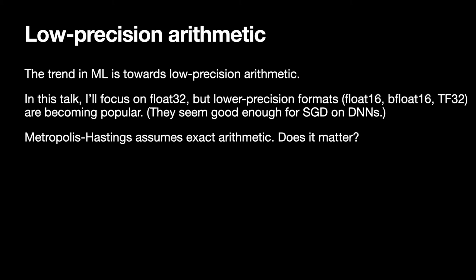So there's this very significant trend in machine learning towards using ever lower precision arithmetic, right? And there's some advantages to this. It reduces your memory requirements. It lets you get quite a few more floating point operations per transistor. In this talk, I'll focus on good old single precision float 32, but these lower precision formats like float 16, B float 16, tensor float 32, all these things are becoming popular. And they do seem to work surprisingly well if you're doing stochastic gradient descent on deep neural networks.